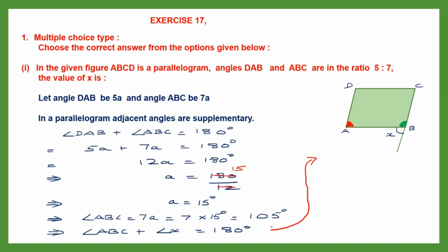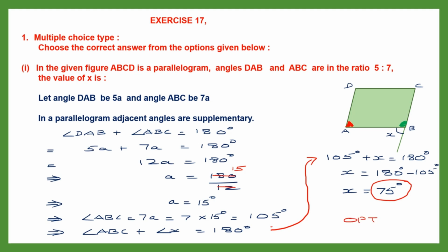So now angle ABC, how much is angle ABC? 105. So 105 degrees plus x is equal to 180 degrees. To find the value of angle x, the value of x will be 180 degrees minus 105 degrees, and therefore x is equal to 75 degrees. So we have found the value of x, and x is 75 degrees, and that will be option C. So choose option C, because option C is 75 degrees. So this is our answer.